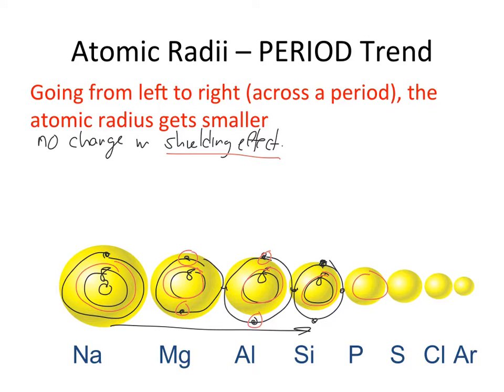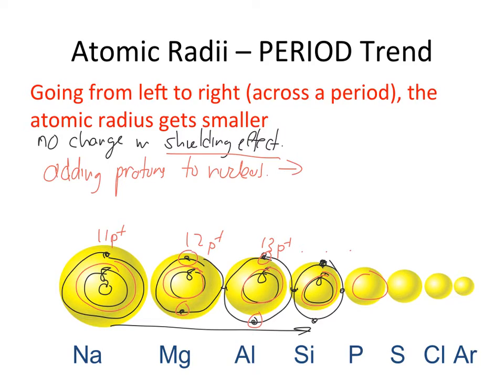Well, as we go from left to right, what we are doing is adding protons to the nucleus. Remember that all of these have a changed atomic number of 1. So here we have 11, here we have 12, here we have 13, etc. These also tell us how many protons we have. So we have 11 protons, 12 protons, 13 protons. So as we go from left to right, we're adding protons to the nucleus. Now, what does that do?